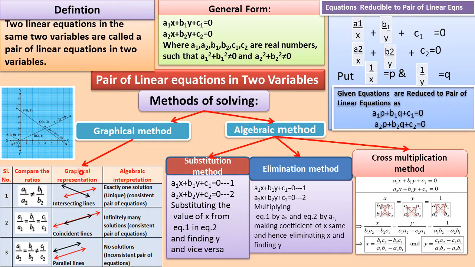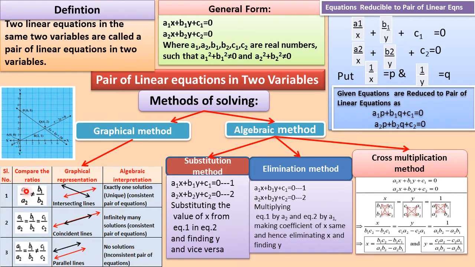Now briefly, it is mentioned here about the graphical representation and algebraic interpretation depending upon the ratio of real numbers of the two equations, the coefficients of x and y, and also c1, c2. So depending upon the ratios of a1, a2, b1, b2, c1, c2, we are able to know the type of linear equations, what type of solutions, and how the solutions will be.